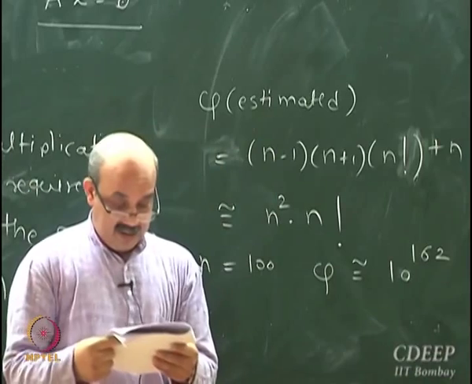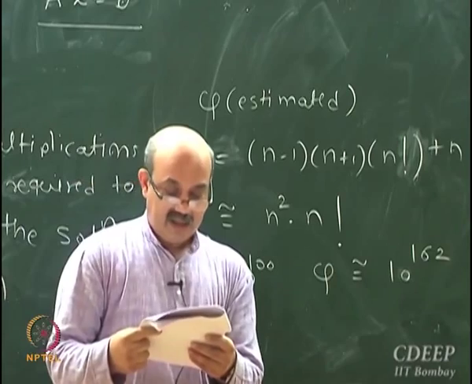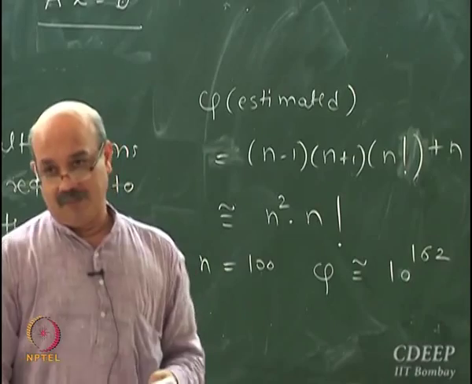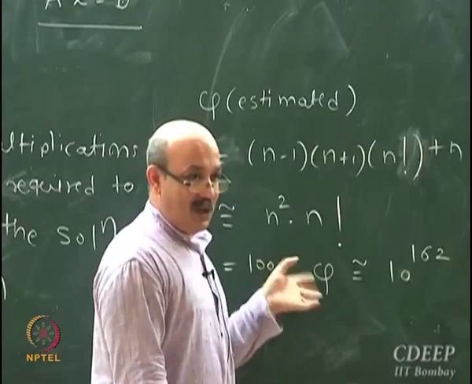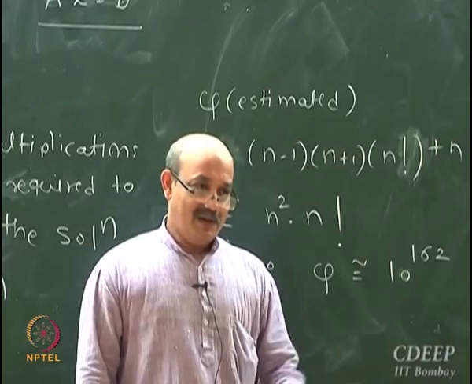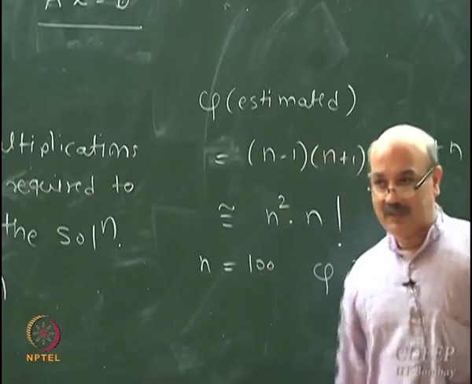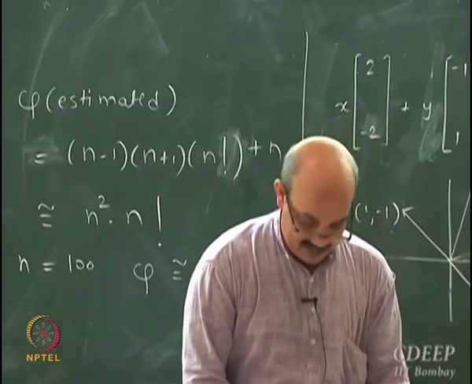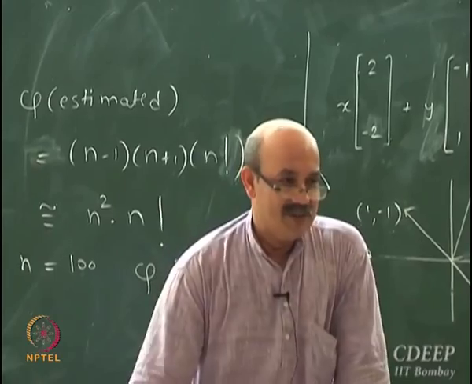Okay, and he says that a DEC computer, DEC 1090, would take 10 to the power 149 years to solve this problem. Okay, so absurd number. So to solve a problem involving a 100 cross 100 matrix using Cramer's rule is impossible. Okay, the DEC computer, when he probably wrote the book, was the fastest one, and then he has given this number that it would take 10 to the power 149 years. Okay, so Cramer's rule is ruled out.